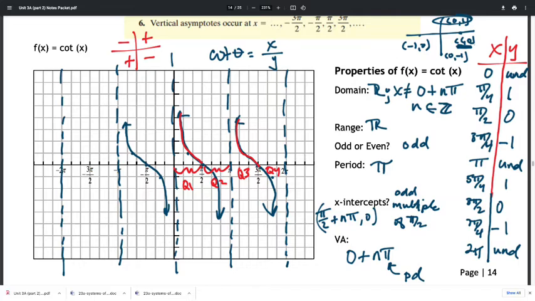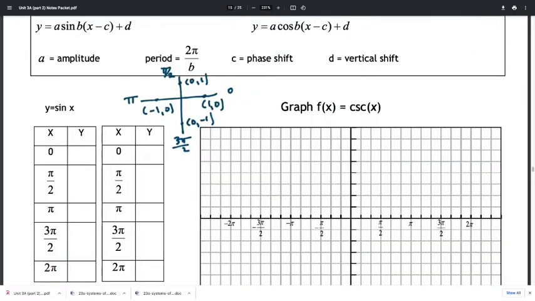All right, let's look at secant and cosecant. Okay, when we graph y equals cosecant, we need to first focus on what y equals sine of x is, because remember, cosecant x is the same thing as 1 over sine x. So focus on what sine x looks like.